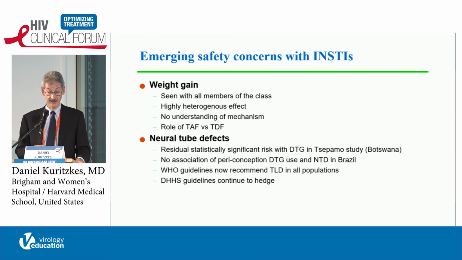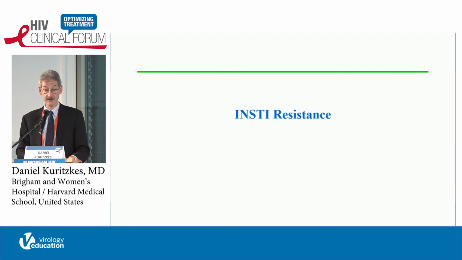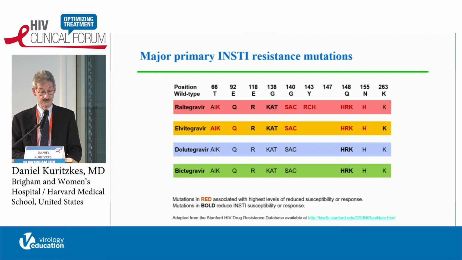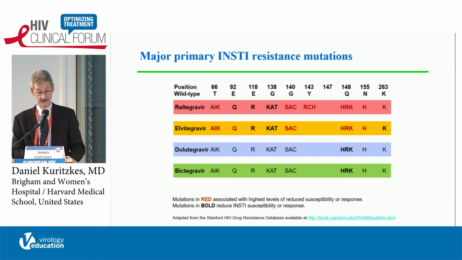The WHO guidelines now recommend TLD in all populations, but the US guidelines continue to hedge on this, as do the European guidelines. Just very quickly, a few words about resistance to these drugs. Dolutegravir and bictegravir have an entirely overlapping pattern of resistance mutations, which are similar to those of the first generation inhibitors, but you need more of these mutations to generate high level resistance to the second generation drugs.